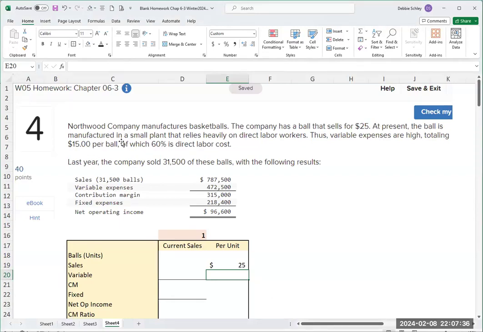At present, the ball is manufactured in a small plant that relies heavily on direct labor workers. Thus, variable expenses are high, totaling $15 per ball. Okay, so there's my variable, of which 60% is direct labor costs. That's nice to know, but I don't think we need to know that for this question. But if I do later, I'll bring it up. Okay, so last year, the company sold 31,500 of these balls. So here's my units.